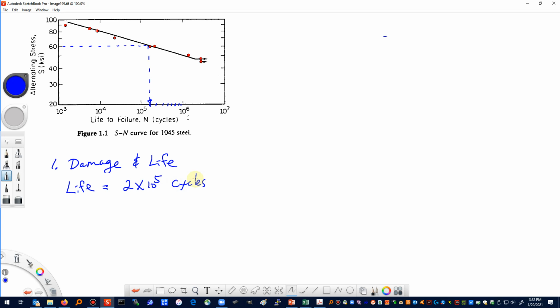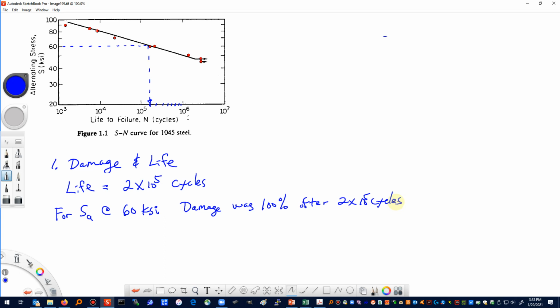And we can say that the damage is 100% for 60 KSI. For a stress amplitude at 60 KSI, the damage was 100% after 2 times 10 to the 5th cycles.